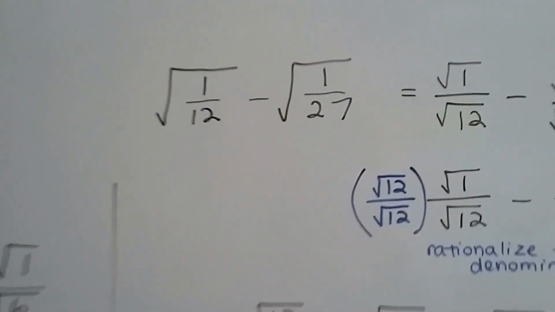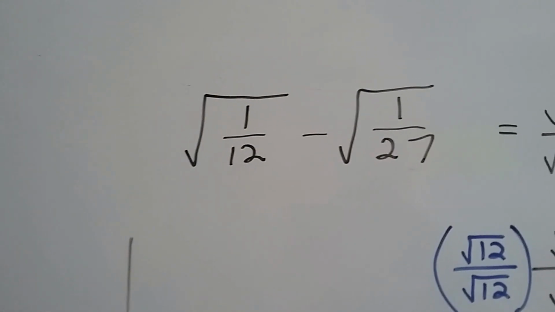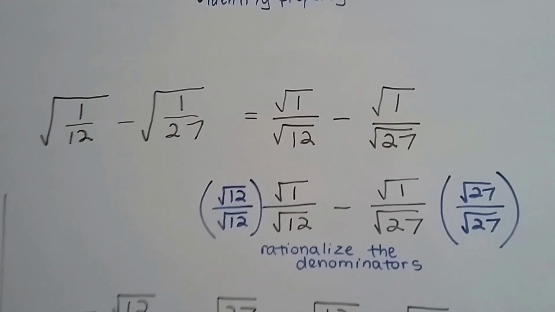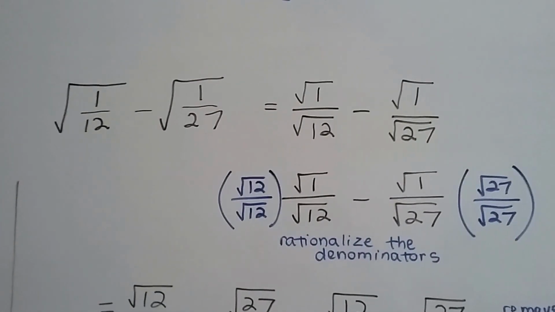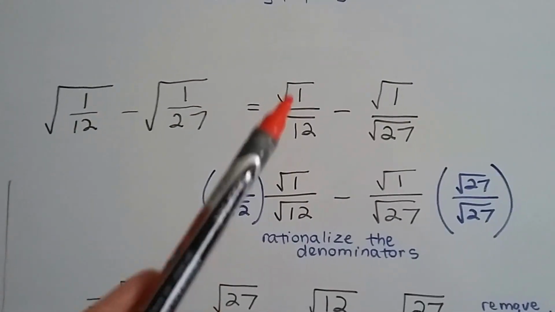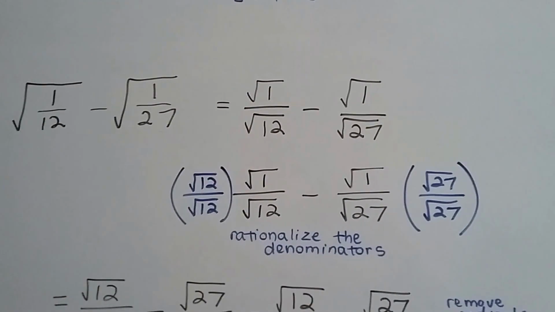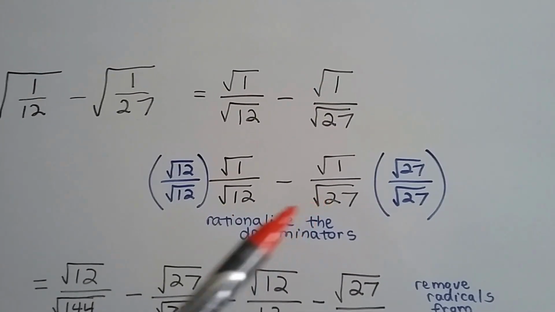Okay, this one's a little bit more difficult, okay? We've got the square root of 1/12 minus the square root of 1/27. All right? So this is how I solved it, and I'm going to go in very tiny little steps so that you can follow me, okay? So I split it up so that each numerator and denominator had their own little radical sign, okay? Then I rationalized the denominator. So we have to get rid of these radical signs.